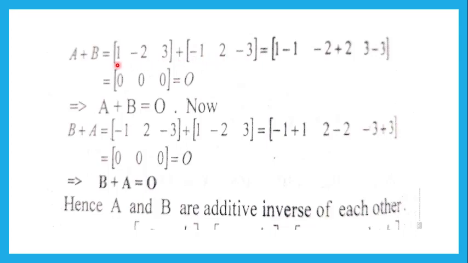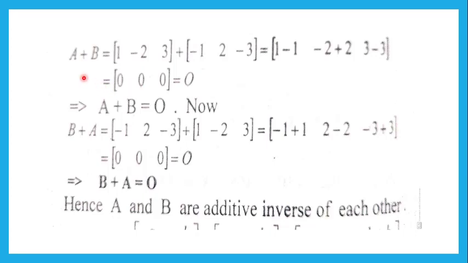So the first element of matrix A gets added with the first element of matrix B. So 1 minus 1, and then minus 2 plus 2, and then 3 plus minus becomes minus, so 3 minus 3. Now 1 minus 1 is 0, minus 2 plus 2 is 0, 3 minus 3 is 0. Now you can see that all the elements in this matrix have become 0. So it verifies that these two matrices are additive inverses of each other, right?